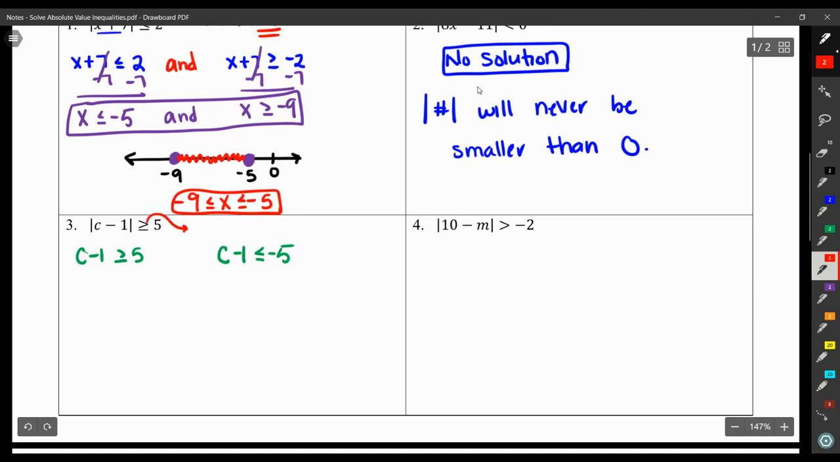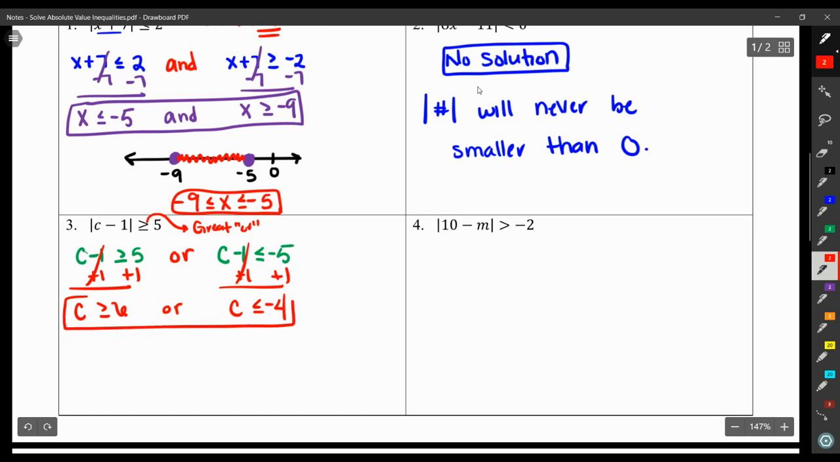So this is a greater than, greater. So we're going to use the word or. So that means the shade is going to go away from the boundaries. So here we are. Let's add 1 to both sides. So we get c greater than or equal to 6. Add 1 to both sides. And we get c less than or equal to negative 4. All we have to do is put the word or in the middle, and this is your algebraic solution. We cannot combine this into something simpler like we did for number 1.